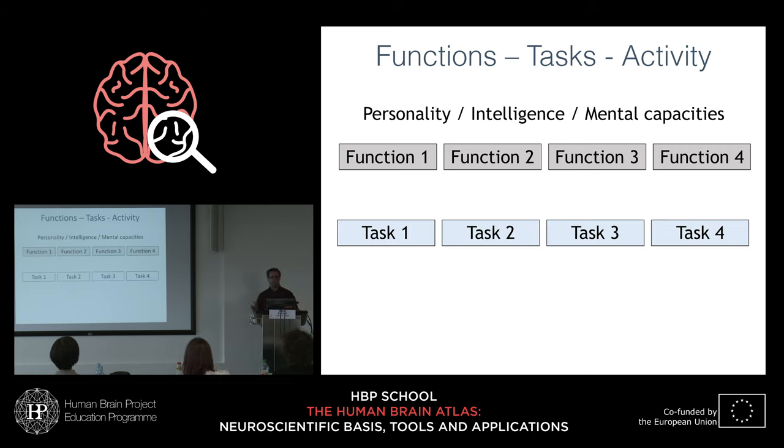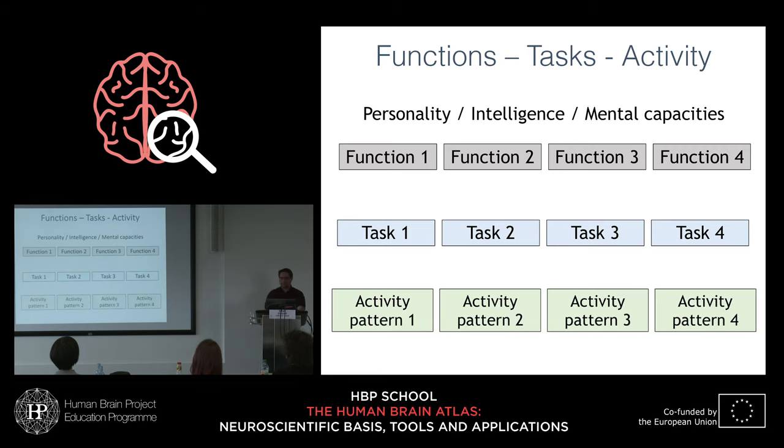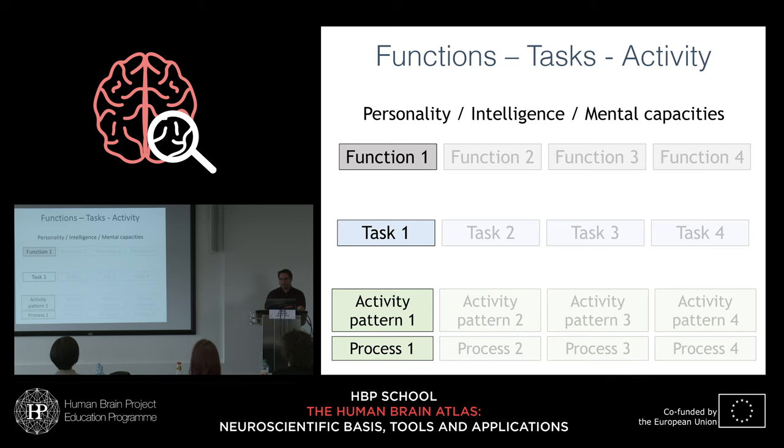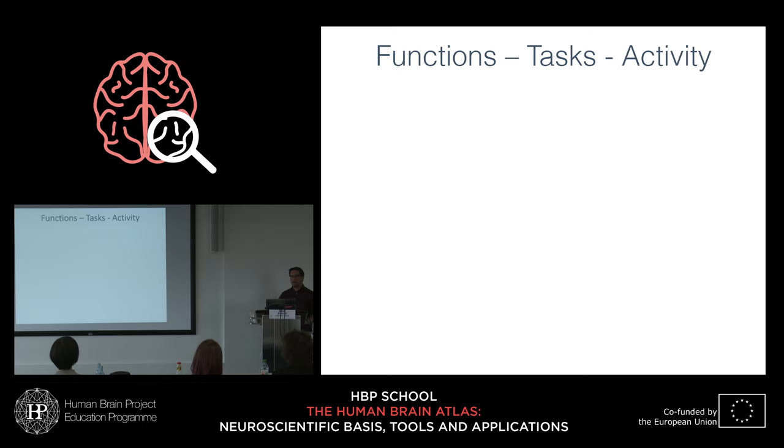And ideally, in a perfect world, you would have a one-to-one mapping, so that a particular function is probed by one and only one task, which also only recruits that particular function, and obviously there's a particular brain activity pattern underlying it. Well, in the real world, that's unfortunately not as easy. Still, let's stick with it. Let's pretend a function of our brain is working memory. I think those of you coming from a more cognitive background wouldn't disagree that working memory is one of the core cognitive functions.